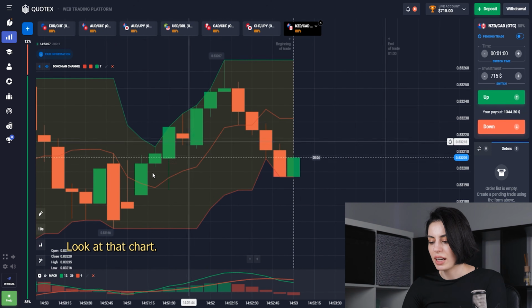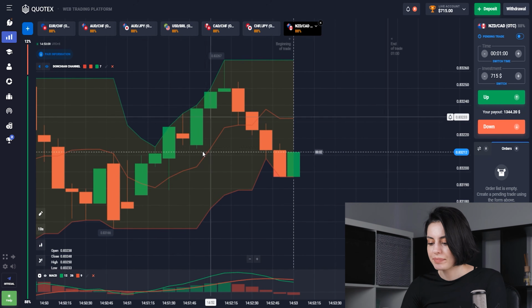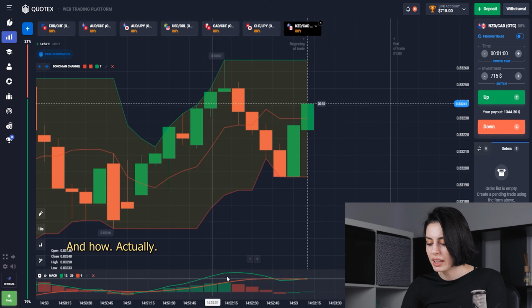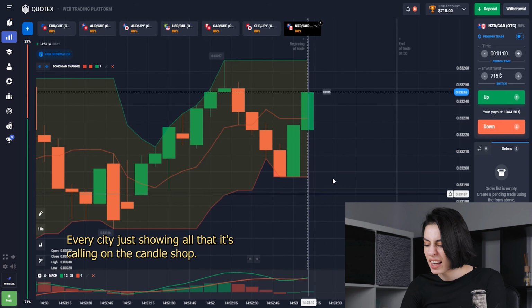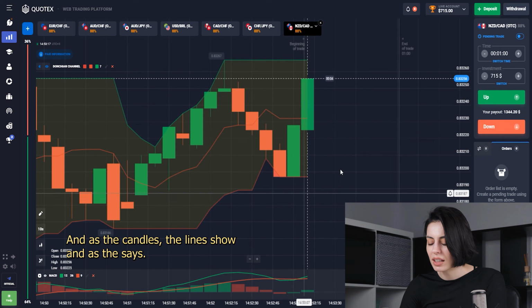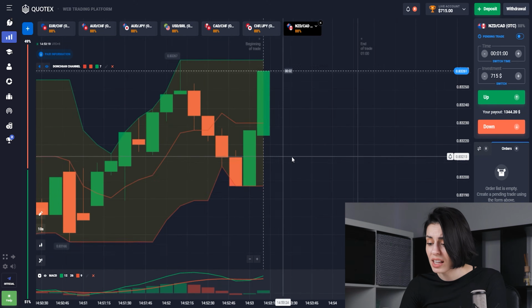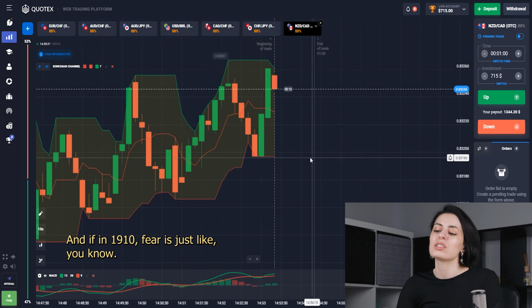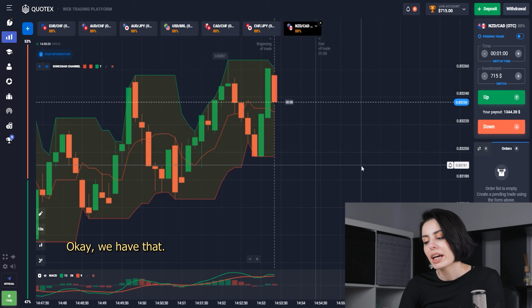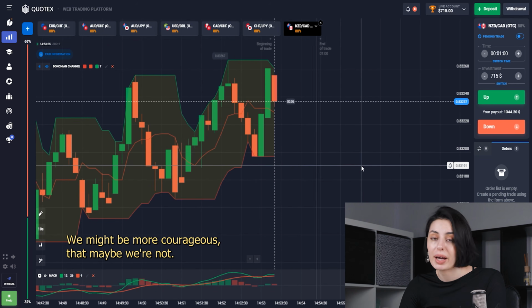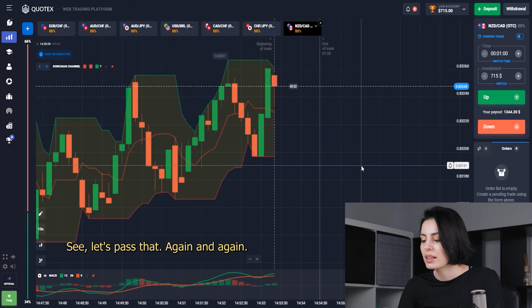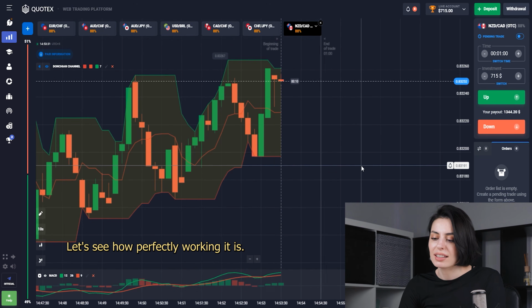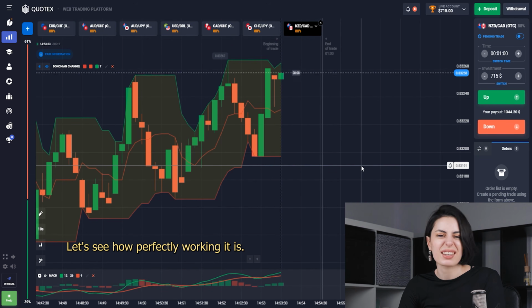Look at that chart and how MACD is showing all that is going on. The candles are showing us the candles, the lines are showing us the tendencies, and even the Donchian Channel here is just like, you know, okay, we have it, maybe we have to use it, maybe we don't. Let's test it again and again. Let's see how perfectly it works.